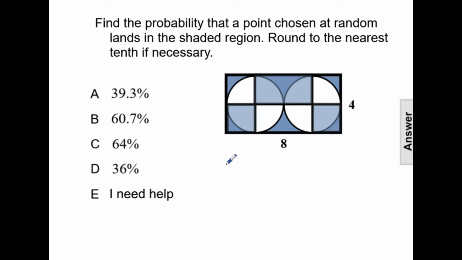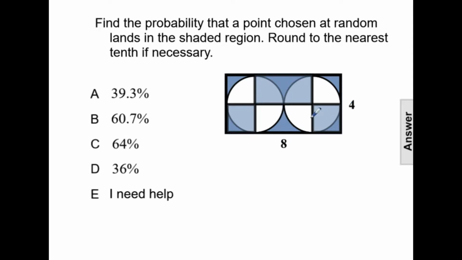Find the probability that a point chosen at random lands in the shaded region. Round to the nearest tenth if necessary. So here's our figure, and we have some parts that are shaded and some parts that are not. We have a rectangle with two circles inscribed inside of it. The dimensions of the rectangle are 4 by 8, and we're not given anything else.